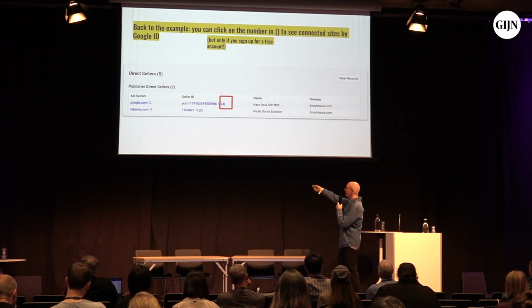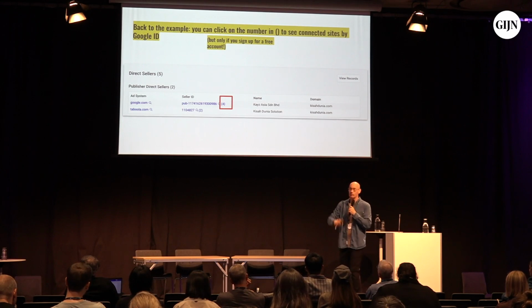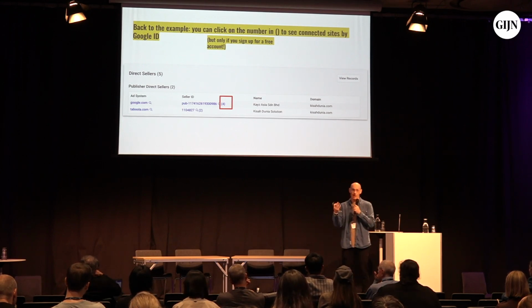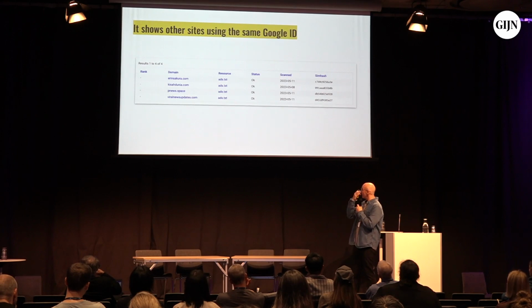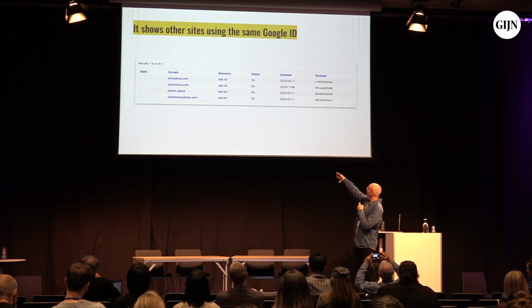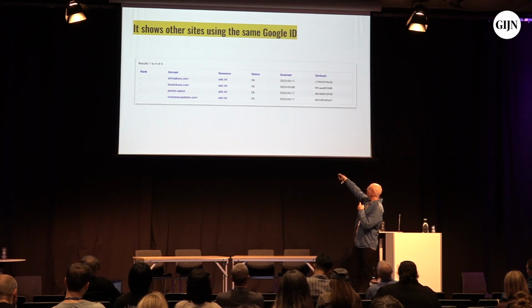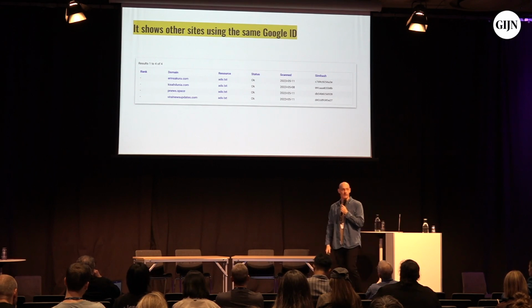So we know already that Aaron Sekura lists it. We know already that this website here is also listed in the system, so it's probably using it as well. But there's 2 other websites that we don't know about. And so we can simply click on the 4, and here's what we get. It's telling us that the last time it was scanned, these 4 websites all listed that same Google Publisher ID in them.